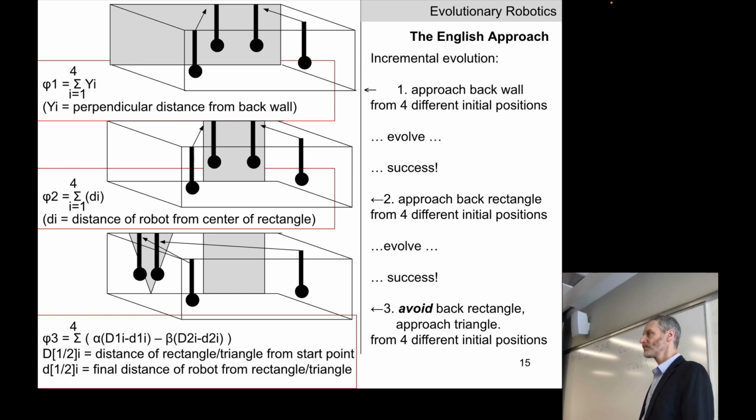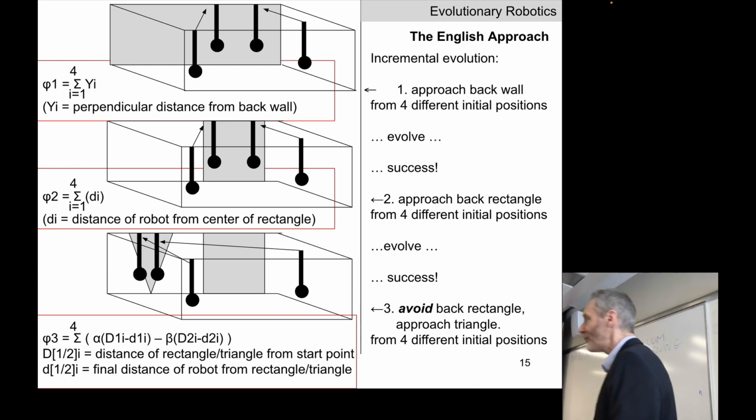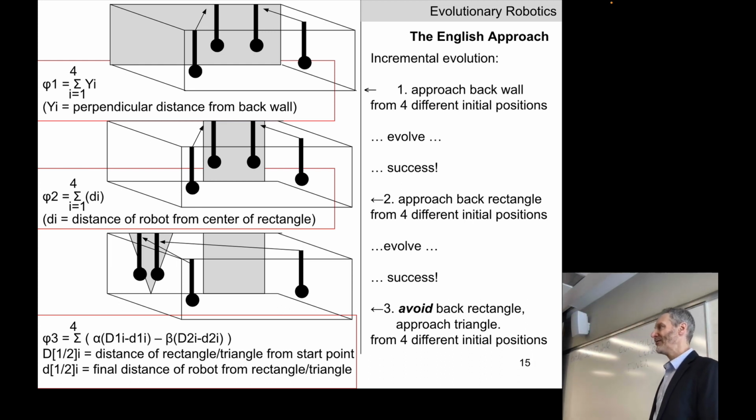So far, so good? Is a good solution a low value of phi here or a high value of phi? Low value. In some experiments, they're trying to minimize the fitness function. They're trying to evolve solutions that minimize the fitness function. In other experiments, they're evolving solutions that maximize the fitness function. Obviously, it doesn't really matter in the experiment itself.